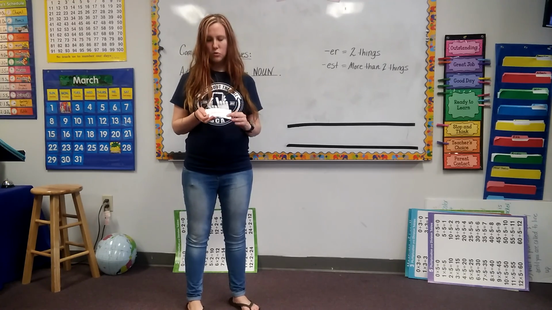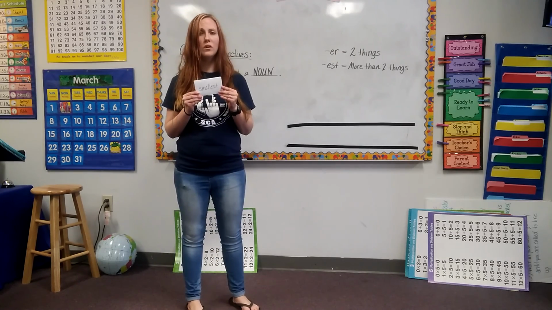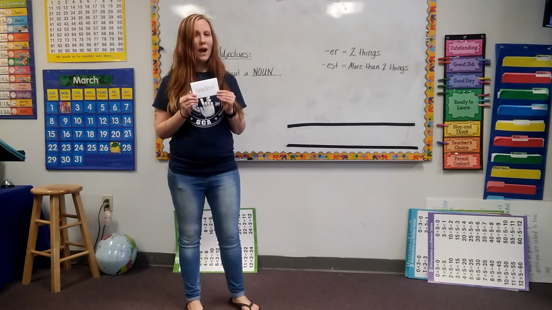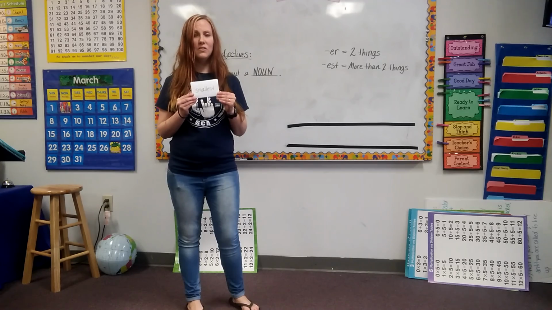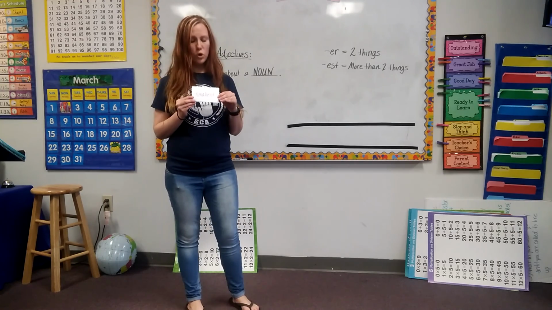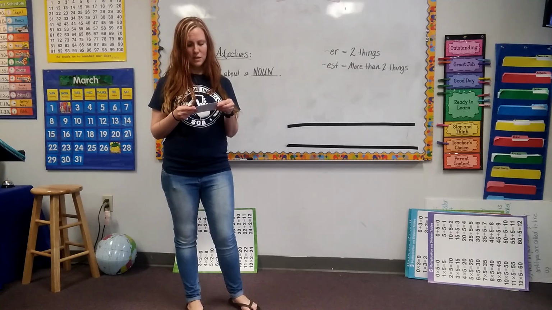If I'm going to use smallest, I would be comparing more than two things. For example, the white mouse was the smallest of all. In that sentence, I am comparing the white mouse to every other mouse. So that's more than two, so we're going to use EST, smallest.